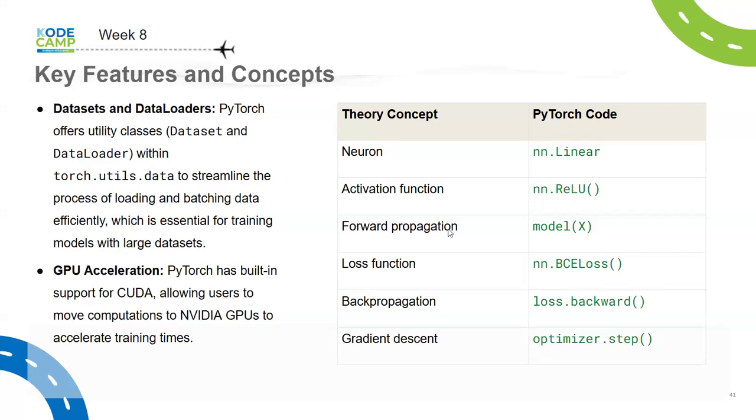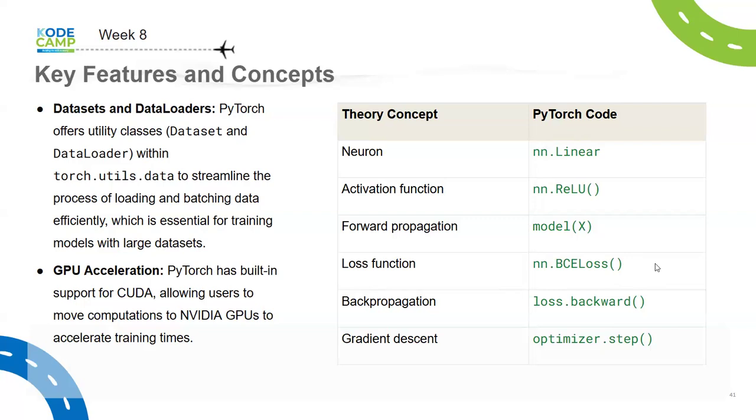Then forward propagation. With sklearn we used to do model dot predict, right? And it's the same thing here. You create the model, and the model is a callable. Even though it's a class instance, you can just call it like a function and pass X, which is the input from your data, and it will give you a prediction.